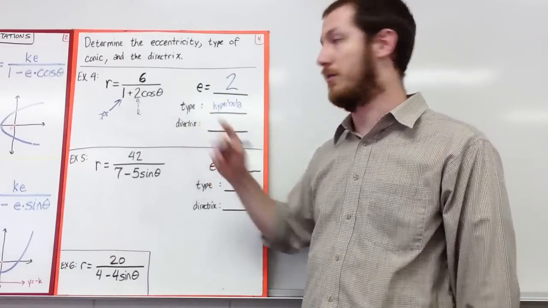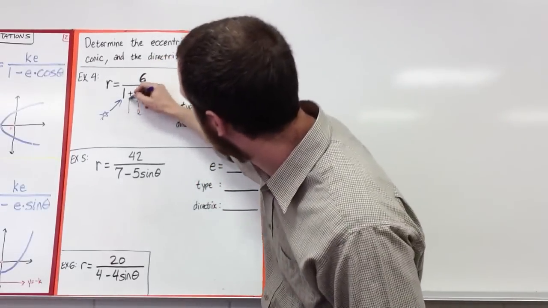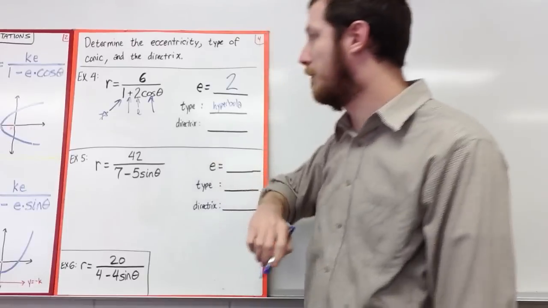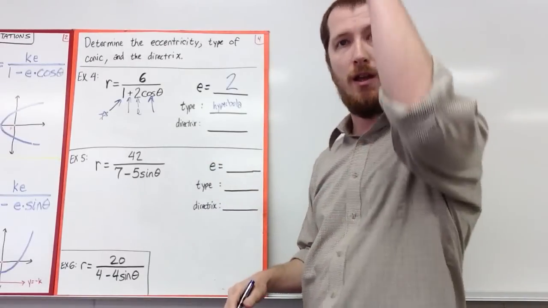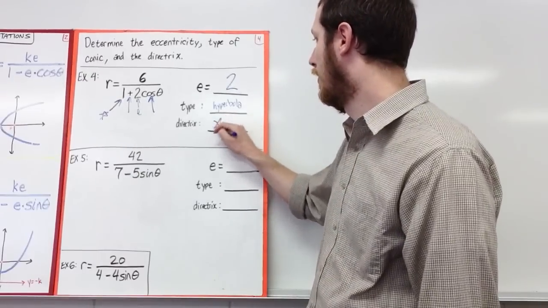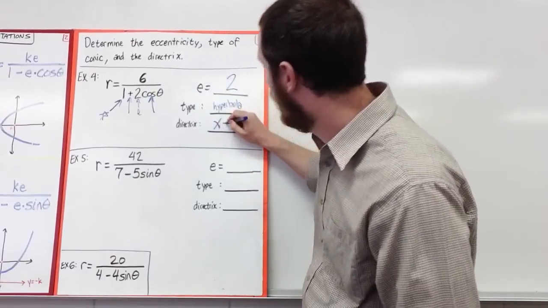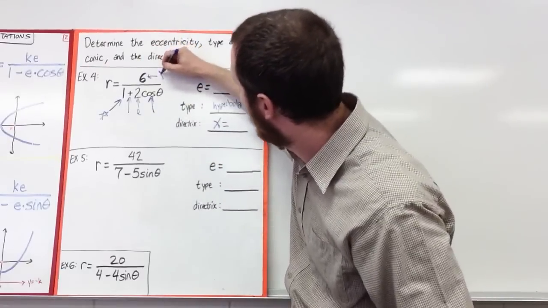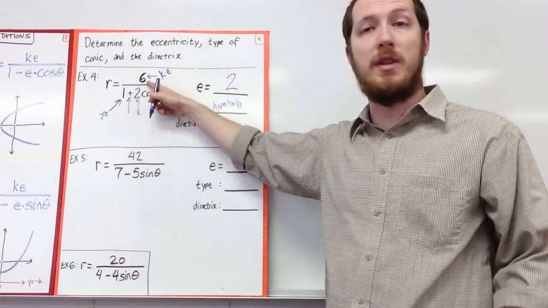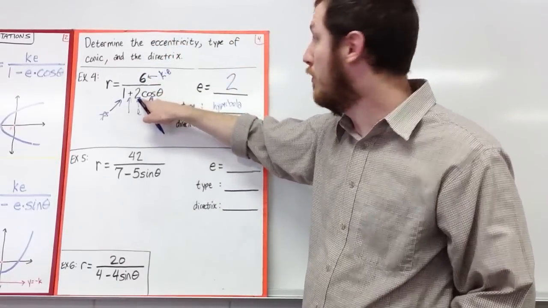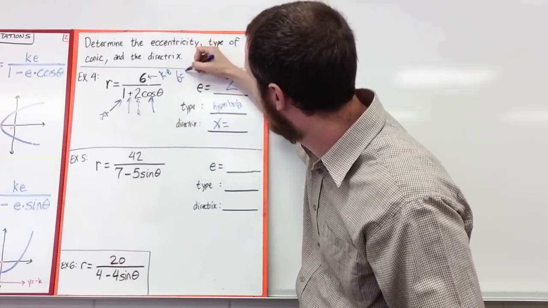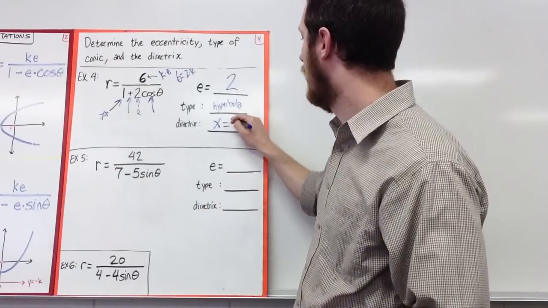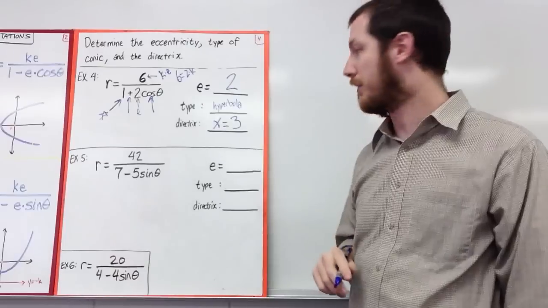So now we just need to find the directrix. This is a plus, so we're going to have something equals a positive number. This is a cosine. If it's a cosine, we're going to have a vertical directrix, and that's x equals. So we're going to have x equals some positive number. To find out what our k value is, we look at our top. Remember, this is k times e. I know my e is 2, so if I set 6 equal to 2 times k, that means our k has to be 3. So x equals 3 is our directrix.